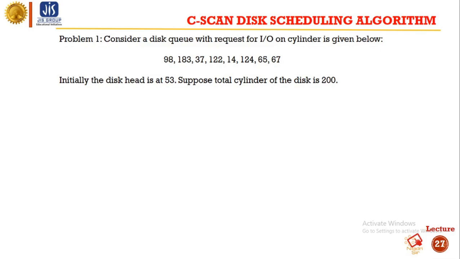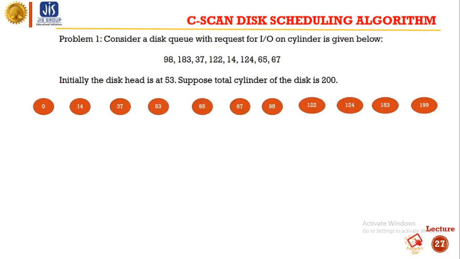In the first problem, as you can see, a few cylinders are given: 98, 183, 37, 122, 14, 124, 65 and 67. Initially the disk head is at 53, and the total number of cylinders here is 200. So it will start from 0 and end at 199, and we will put all the rest of the elements in between, all placed in ascending order, from smallest to greatest.